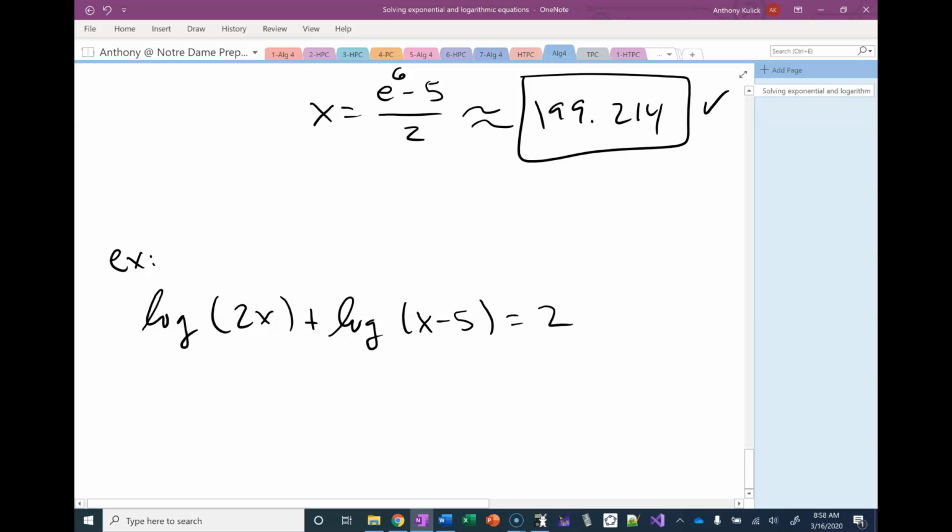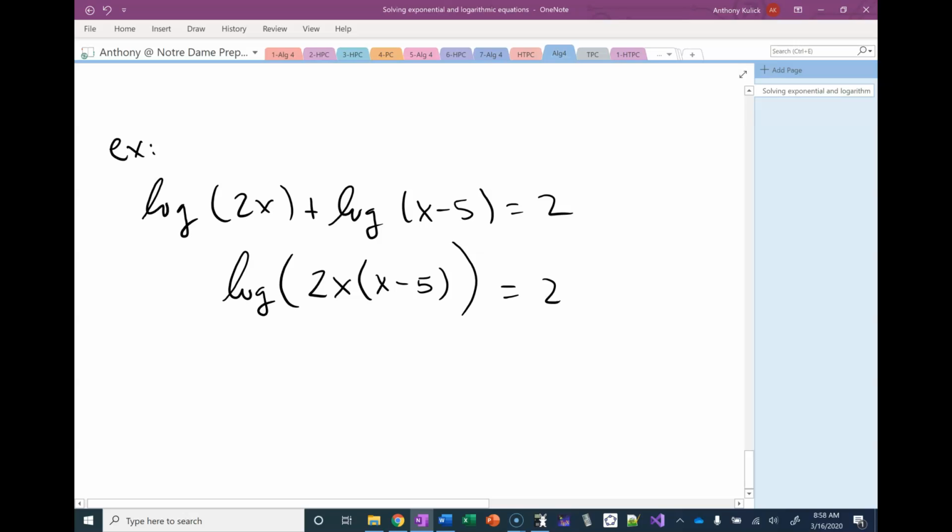So my first order of business is to condense my two logarithms into a single logarithm. So if you remember from the previous lesson, that if I have the sum of two logarithms, I can rewrite that as a product inside the logarithm. And I'm just going to go ahead and distribute that 2x through.